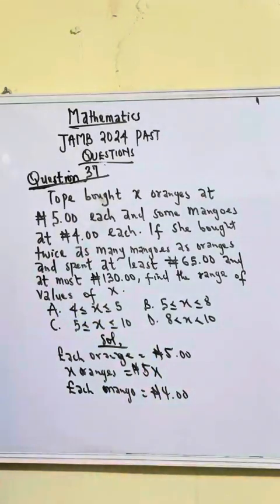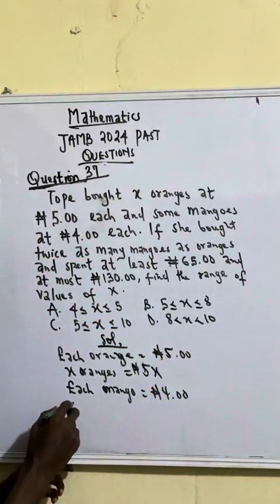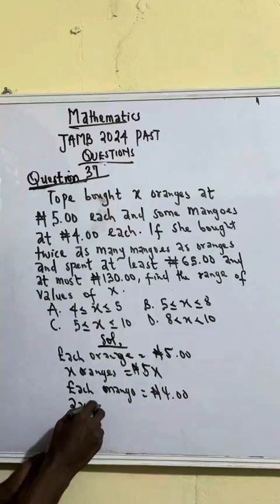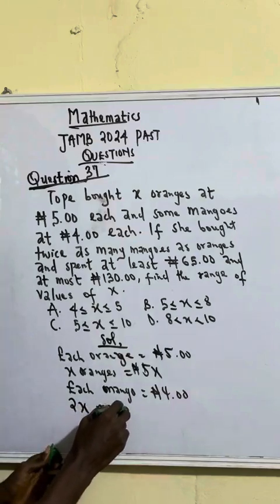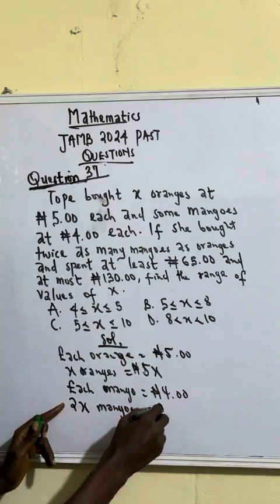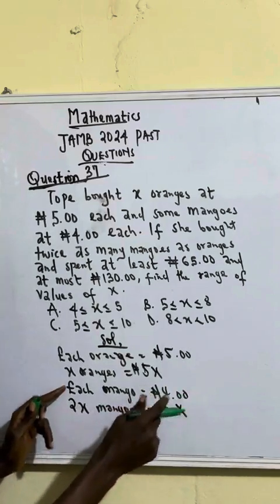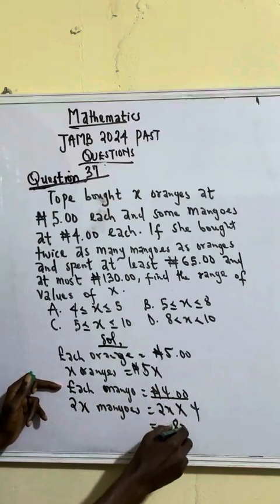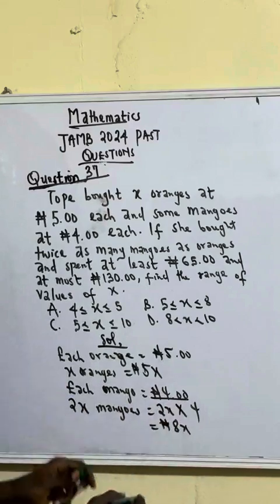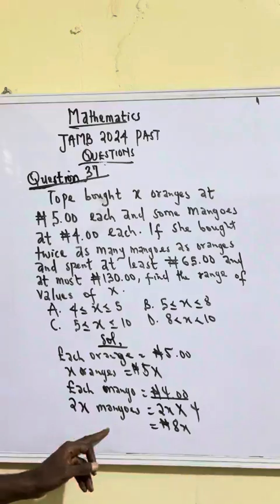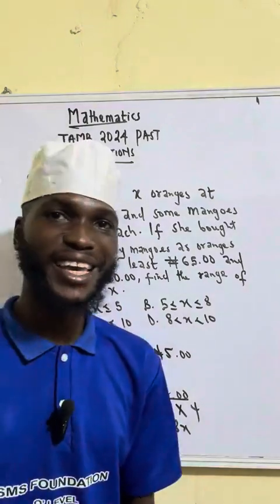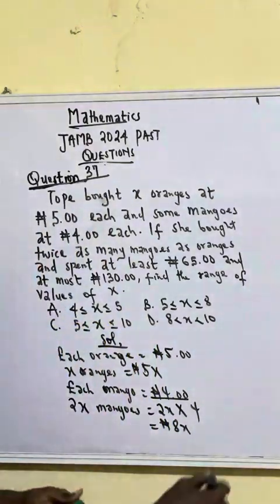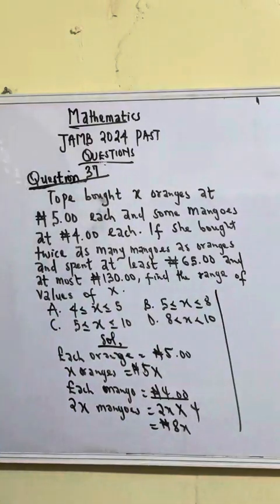So X can be anything. So 2 times X, that means 2X mangoes, must be multiplied by the cost of each. What is the cost of each? That is 4. So that will give me 8X naira. That means the total amount spent to buy 2X mangoes is 8X naira. Now we move on.